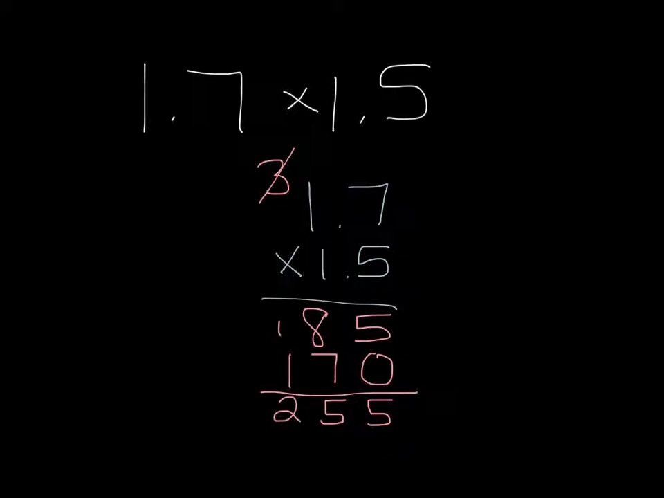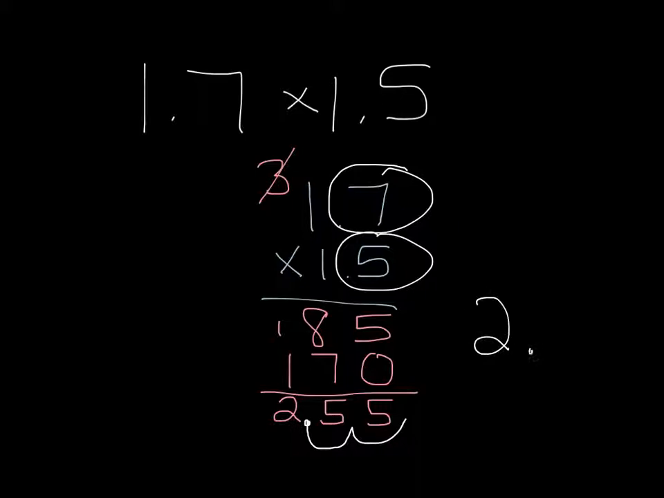Now you have to count the number of places that are behind your decimal point. You have 2 places behind the decimal point, so you have to move the decimal point 2 places. So your answer is 2.55.